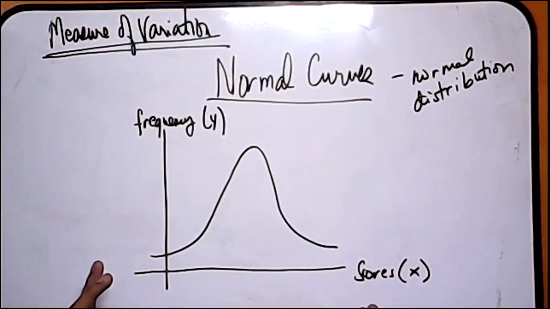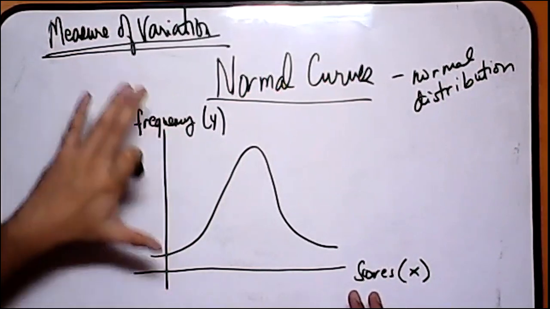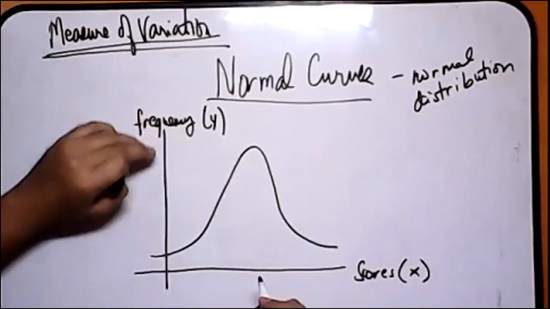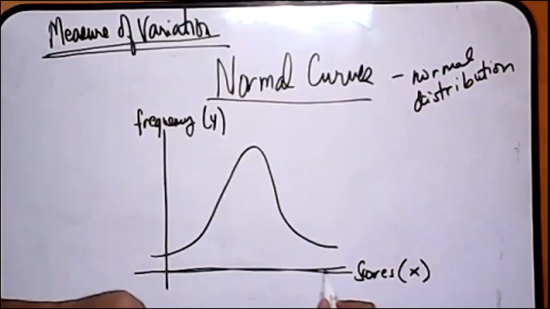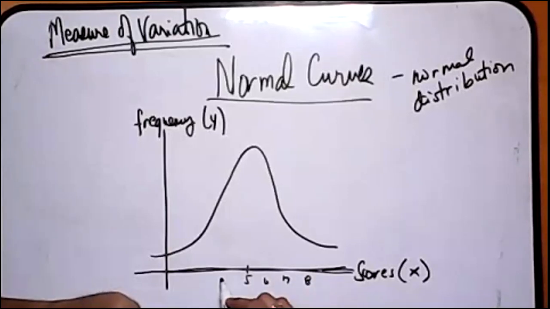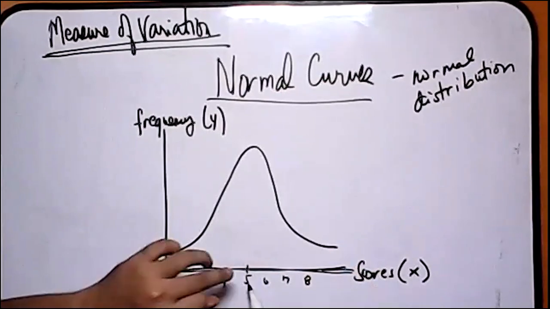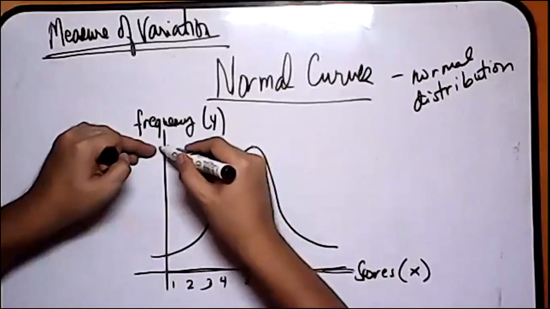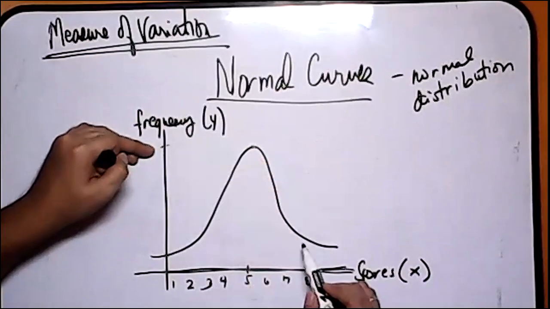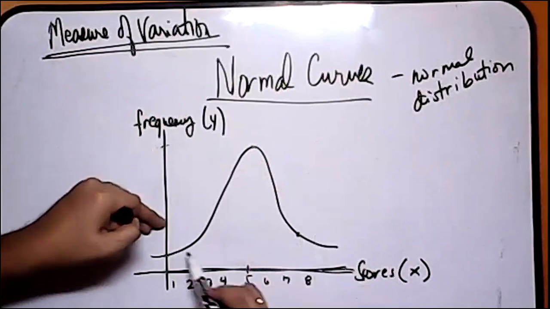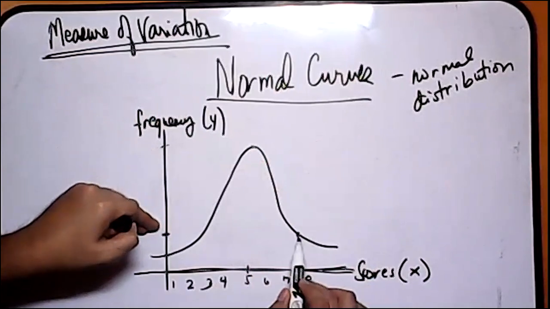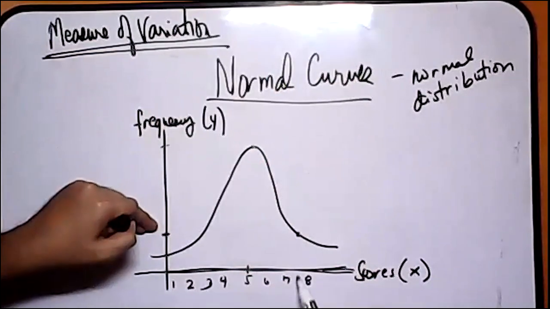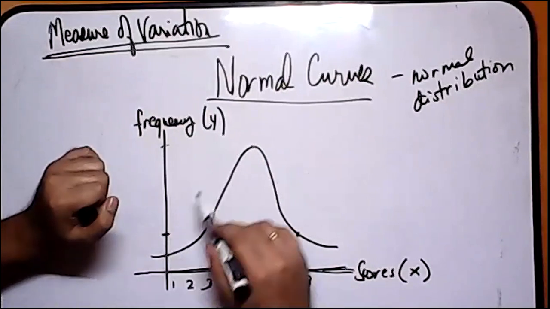Looking again at this illustration, this is the frequency, and these are the scores. For example, we have scores like 5, 6, 7, 8, 4, 3, 2, 1. In other words, kung titignan natin kung 5, ito yung bilang ng mga estudyante na nakukuha ng score na 5. Samantalang itong 7, ito yung bilang na nakakuha ng score na 7. Parang Cartesian plane lang yan. So this is the normal curve.